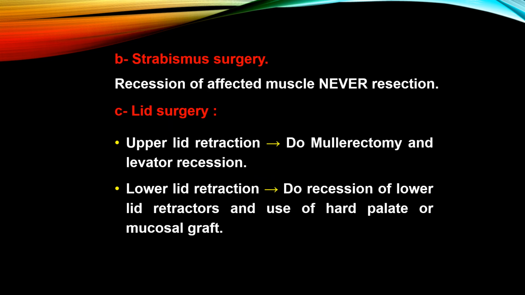Strabismus surgery involves recession of the affected muscle, never do resection. Lid surgery, if there is upper lid retraction, we do Müllerectomy and levator recession. If there is lower lid retraction, we do recession of the lower lid retractors and use of hard palate or mucosal graft.